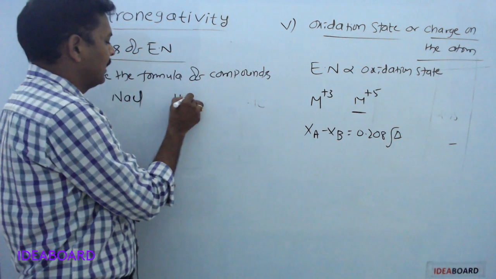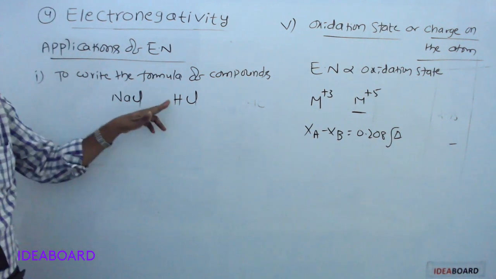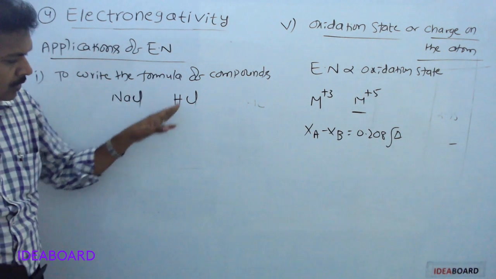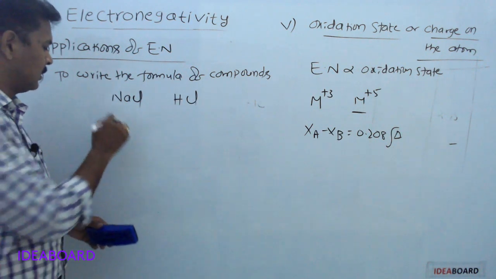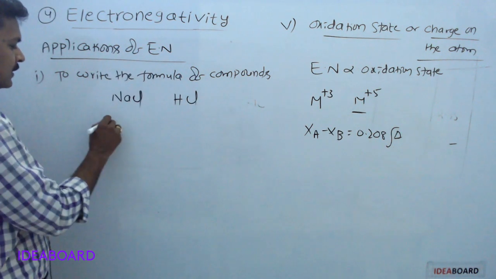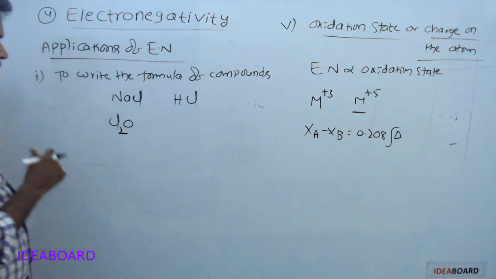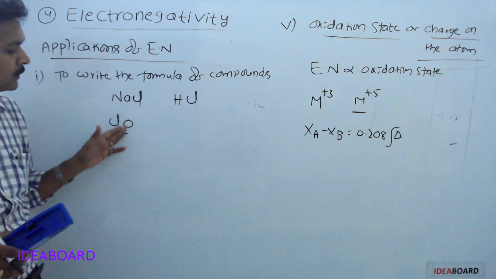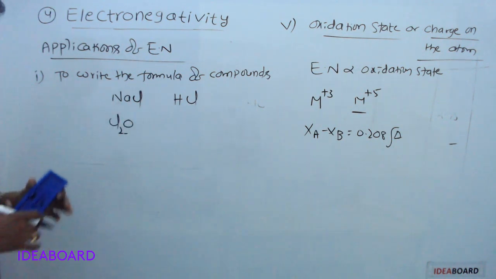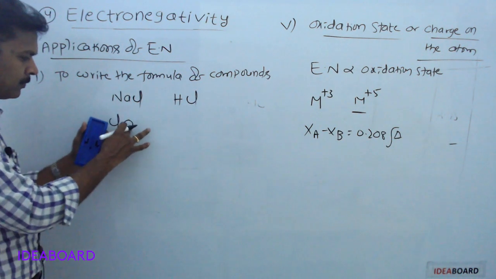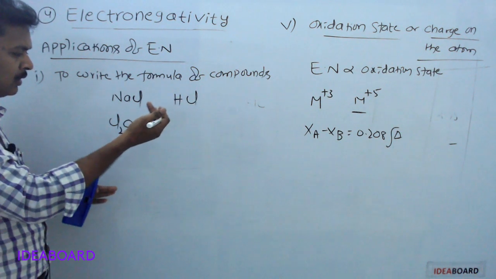Hydrogen chloride, HCl. For hydrogen the electronegativity value is 2.1, for chlorine 3.16. Chlorine is more electronegative. If we take chlorine oxide, Cl2O, when compared to chlorine, oxygen is more electronegative. For chlorine 3.16, for oxygen 3.5.